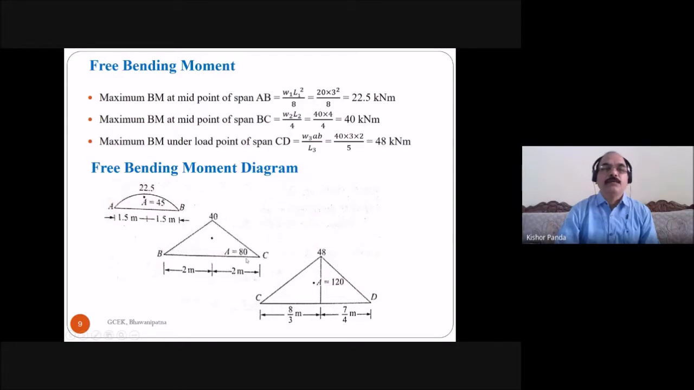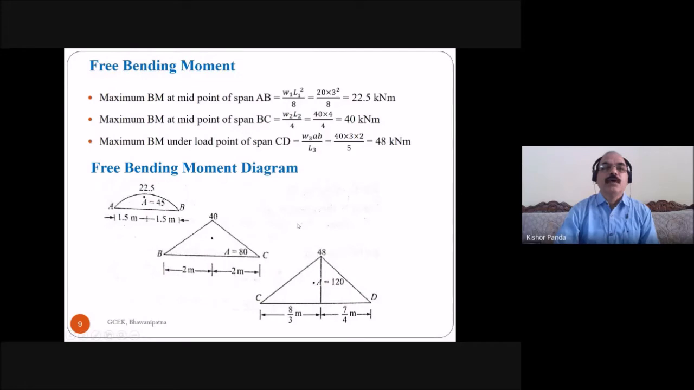Then what is the area of this triangle? Half into base into height, half into 4 into 40. And the area of this triangle is 80. And what is the area of this triangle? Half into base into height. Here the base is 5 and the height is 48. Half into 5 into 48. So the area is 120 here.